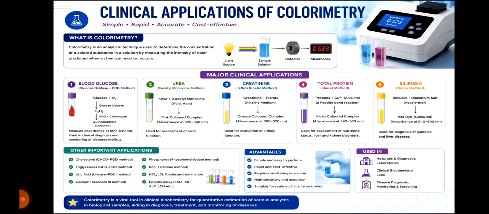Coming to the clinical applications of colorimetry, it is widely used in clinical biochemistry to estimate various biomolecules such as blood glucose, urea, creatinine, total protein, bilirubin. Apart from this, it is also used in the estimation of cholesterol, triglycerides, uric acid, and electrolytes like calcium, phosphorus, iron. It also estimates the HDL to LDL cholesterol ratio, and various enzyme assays like AST, ALP, LDH can also be performed colorimetrically.